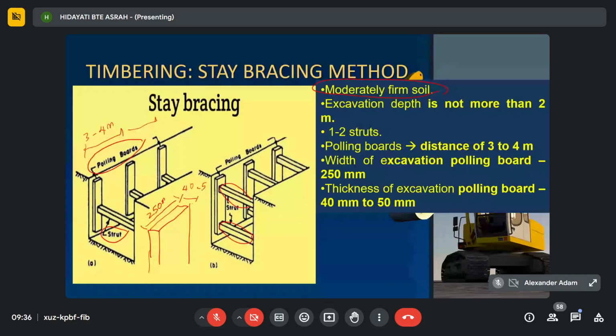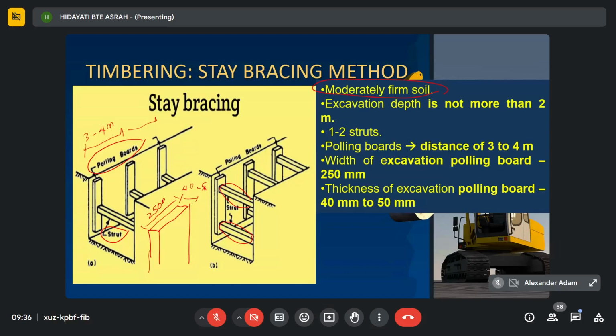But in the arrangement, there is a distance between polling boards of 3 to 4 meters, and you can also arrange 1 or 2 struts to keep the polling board in vertical position. So this is the method if you encounter firm soil and the excavation is not more than 2 meters.